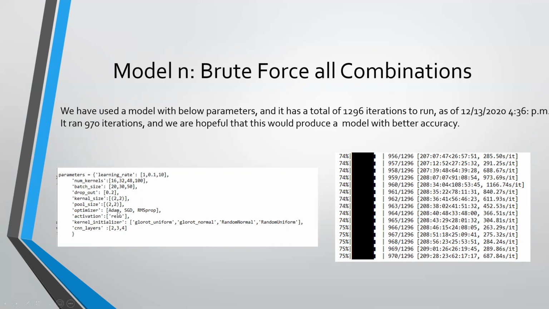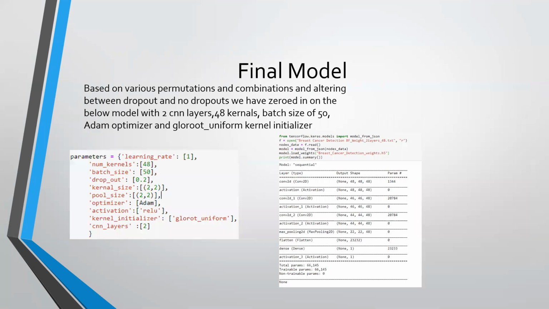So these are the various parameters that we have given, starting from learning rate, number of kernels, batch size, dropout, and kernel initializers. We're hopeful that this is going to improve our model performance significantly. But from the initial set of iterations that we have gone through, we chose a best model that has two CNN layers, Adam optimizer, 48 kernels, and a batch size of 50. And please note that we are not using any dropouts here.